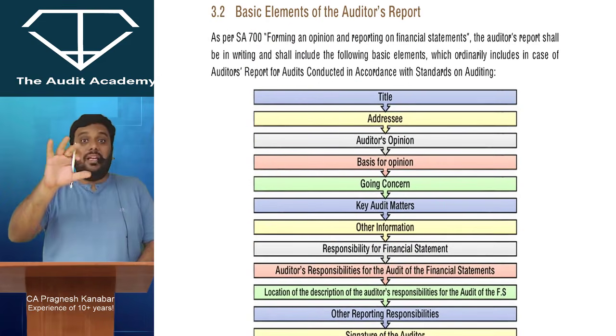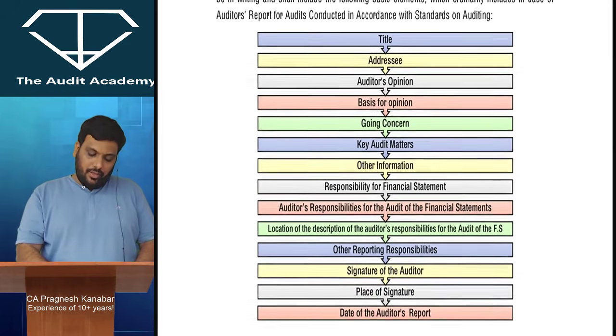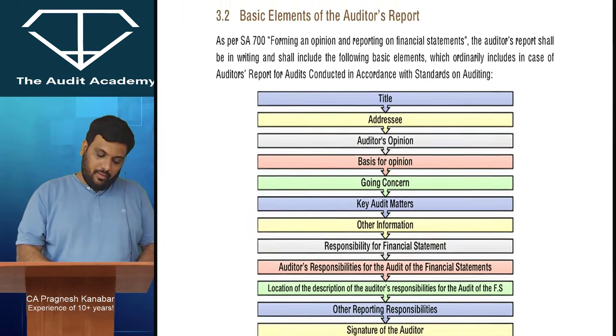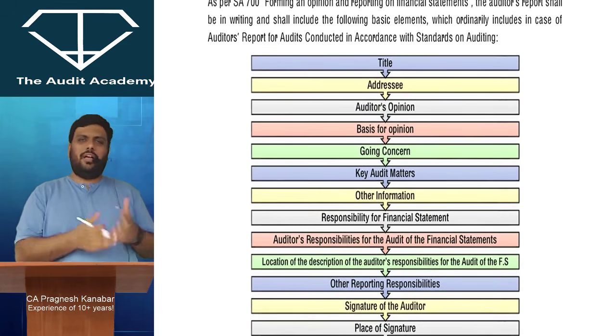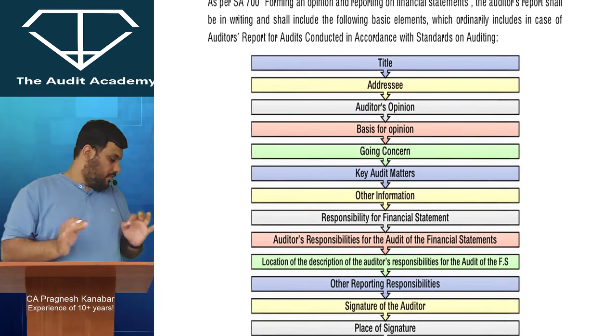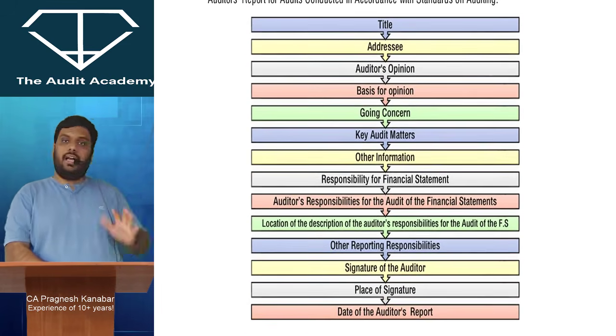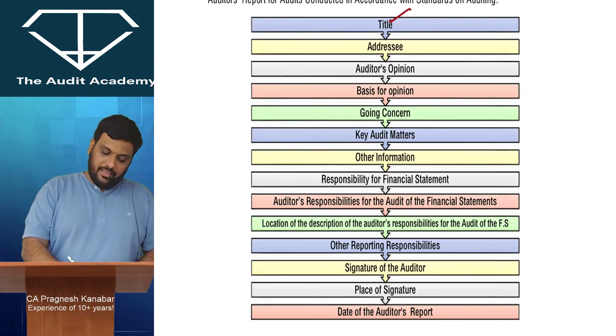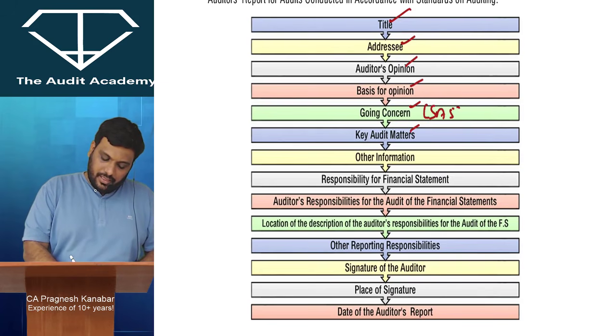But I will give you the important points. This particular page of the module, or even if you look at my textbook also it is there, gives you exactly how the audit report looks like. So first there is a title, addressee, then opinion, basis for opinion, going concern, key audit matter. This going concern you will understand in SA 570 revision. This other information paragraph you will understand in SA 720 revision.